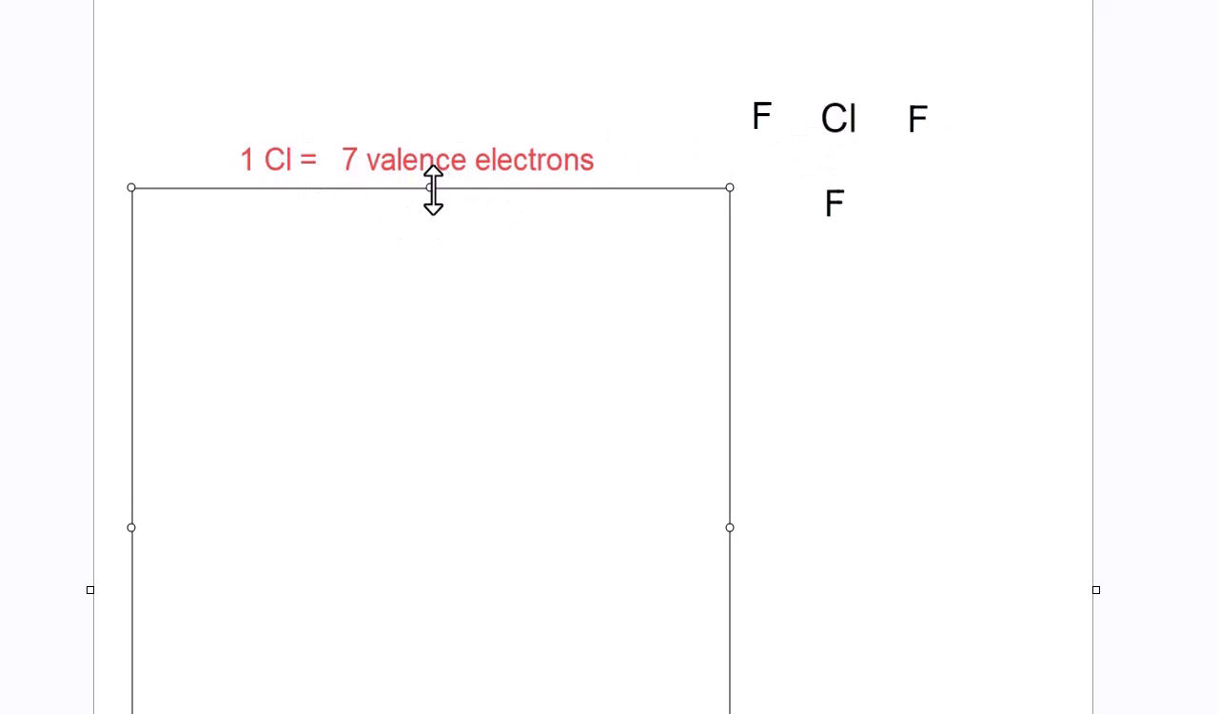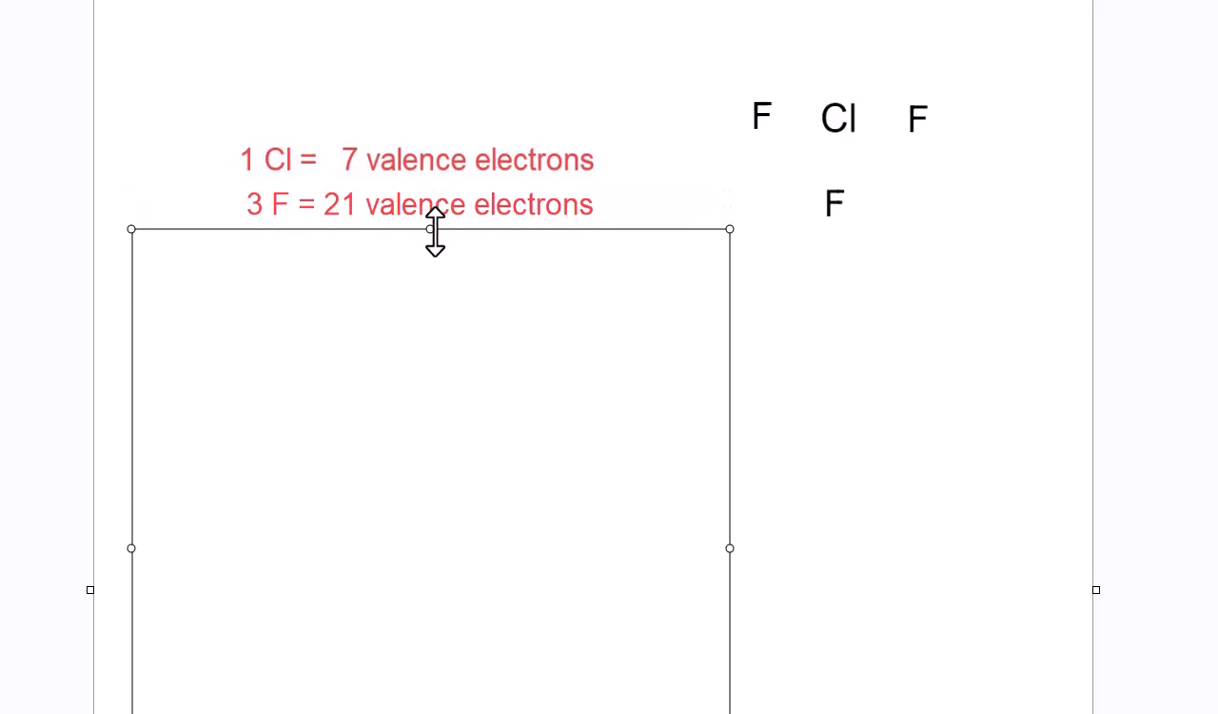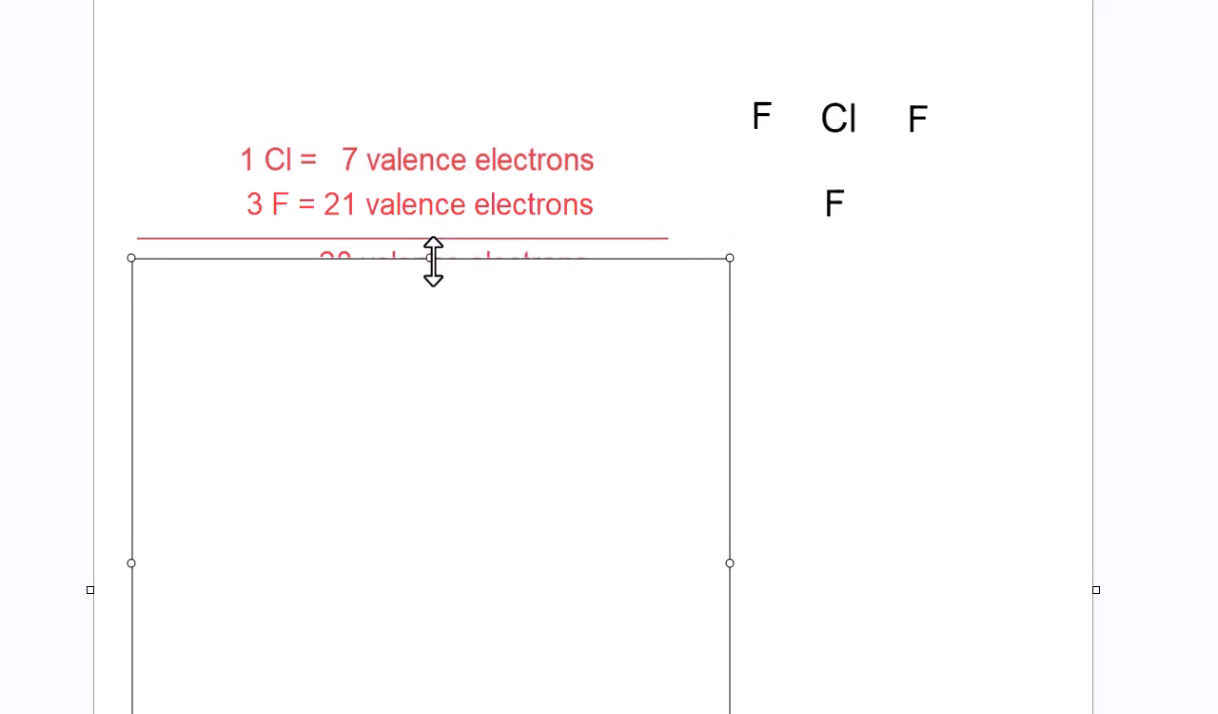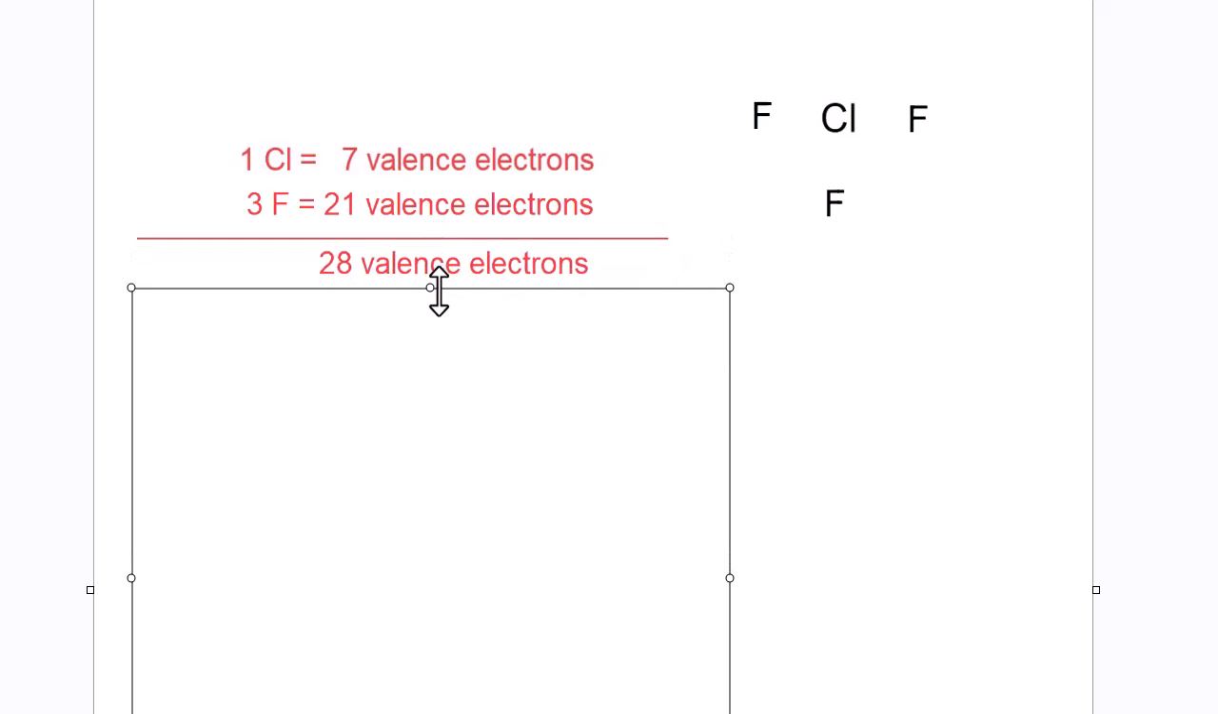And then we've got 3 fluorines, which is a halogen also. So 3 of them, 3 times 7 would produce 21 valence electrons. And our total number of electrons to play with in this Lewis electron dot diagram would be 28 valence electrons. Quite a few valence electrons for 4 atoms. So we've got them arranged here. Chlorine's got a little bit less electronegativity than fluorine. We'll put that in the center. And it's sort of logical to figure out that these 3 fluorines would be around it.